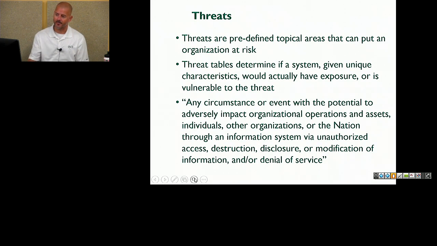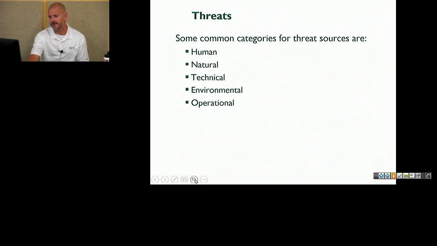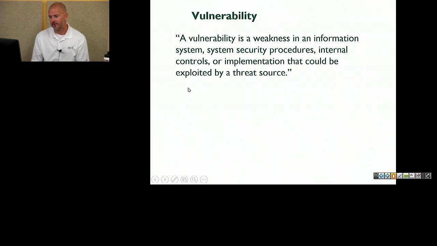And then the threats, again, are predefined topical areas that can be put into an organization. These can be anything in these categories: human, natural, technical, environmental, and operational. As we said last week, from the natural perspective, if you take that out, a human entity can be involved in technical, environmental, and operational. The vulnerability is a weakness in your information system, your system security procedures, internal controls, or implementation that could be exploited by one of those threat sources.